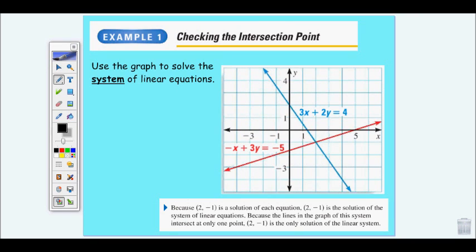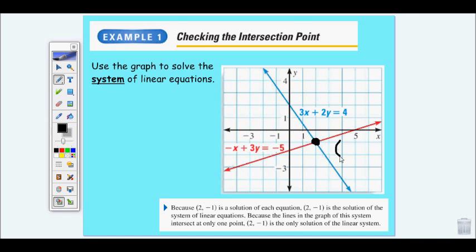It says use the graph to solve the system of linear equations. So we're given two different equations, 3x plus 2y equals 4, and also the equation negative x plus 3y equals negative 5. If we go ahead and graph those, they've already been graphed, we can see they have an intersecting point right here. That intersecting point is at (2, negative 1).